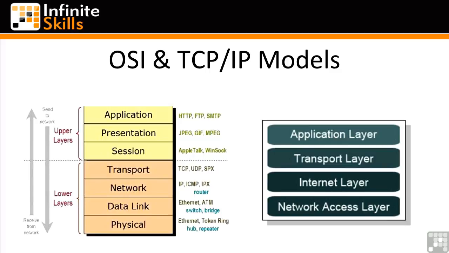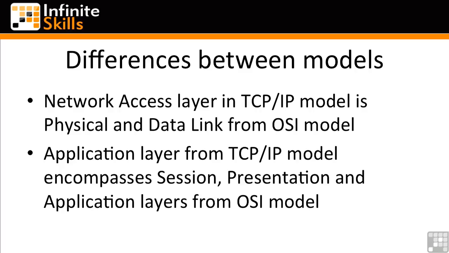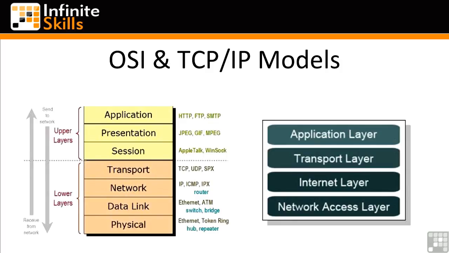So there are only 4 layers in the TCP/IP model, which means that a couple of the layers have taken in functions from some of the OSI model. And we can get into that right here. The differences between the models: the network access layer in the TCP/IP model consists of the physical and the data link layer from the OSI model. So on the right here, you see the network access layer, and that takes into account the physical and data link layers from the OSI model on the left-hand side.